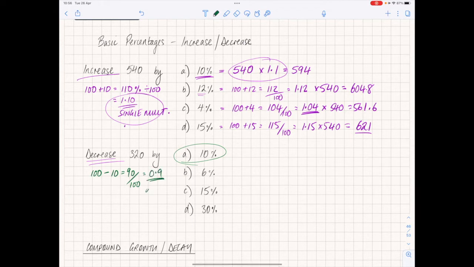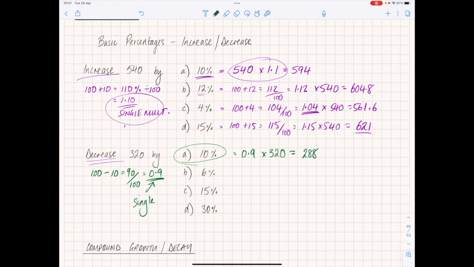So your single multiplier now will be less than 1. If you're decreasing, your single multiplier will be less than 1. If you're increasing, your single multiplier will be over 1. So in here, all we do is say 0.9 is what we've worked out our single multiplier to be, times 320, so you're still multiplying. So you're doing 320 times 0.9, and you get an answer of 288.